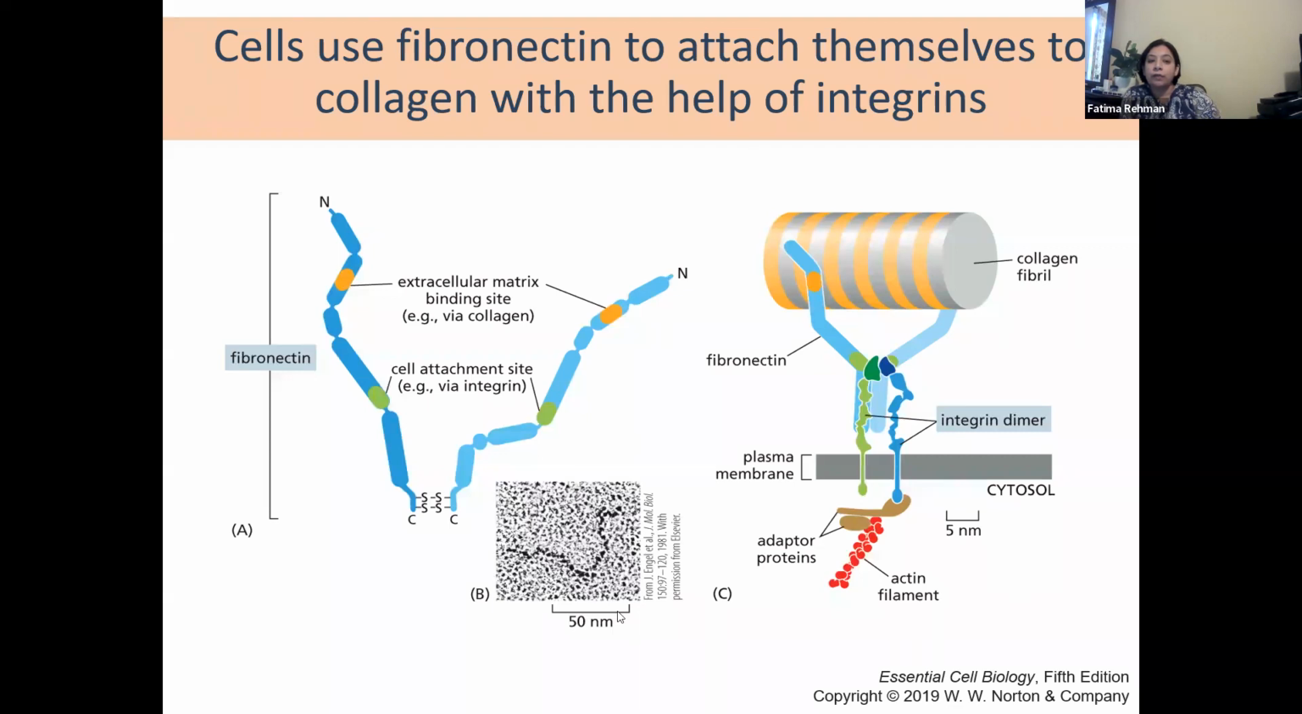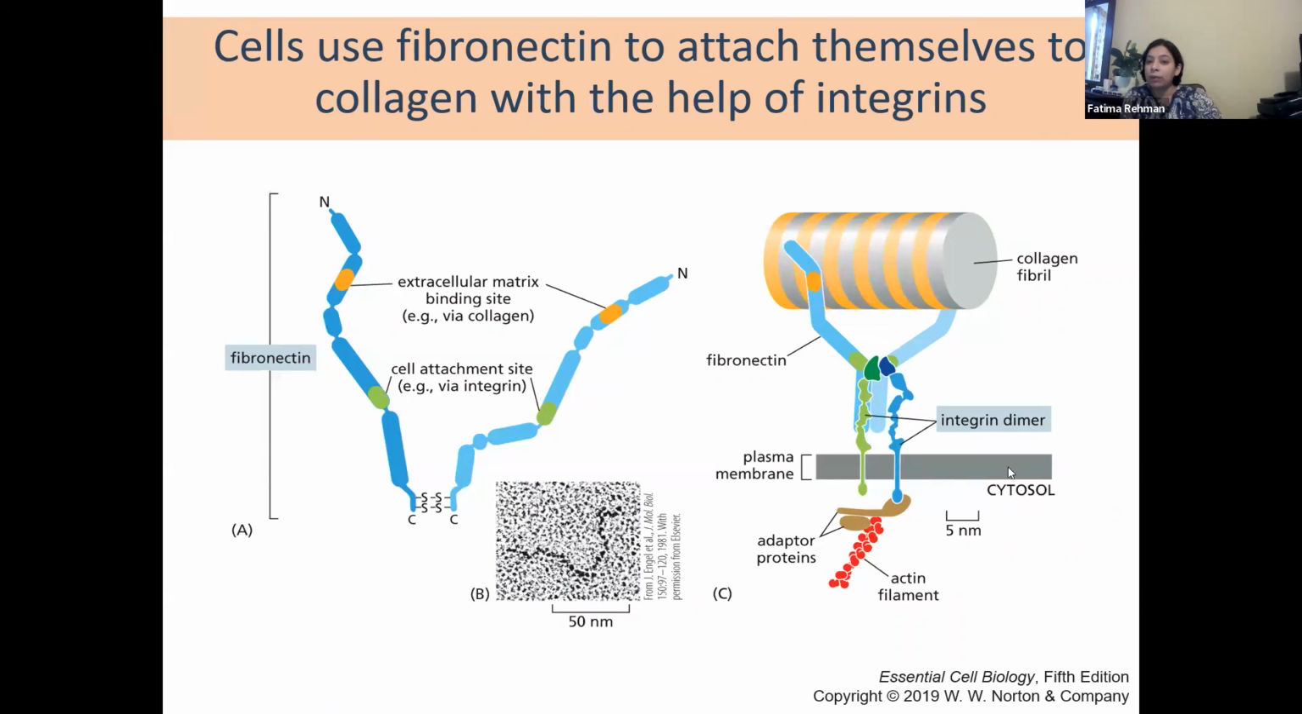If you look at the fibronectin molecule, it has cell attachment sites for integrin binding, and then it has extracellular matrix binding sites towards the N terminal that bind to the collagen fibrils. So in the fibronectin, the amino end is going to bind to the collagen fibril, and the carboxy end is going to bind to the integrin dimers on the cell surface.